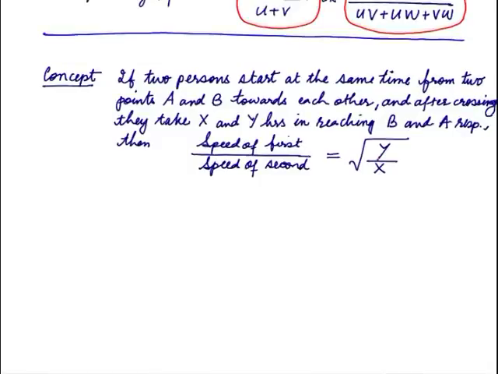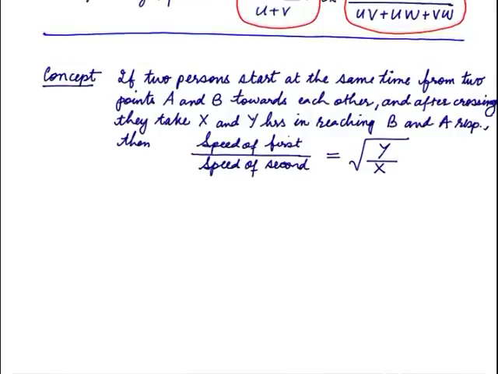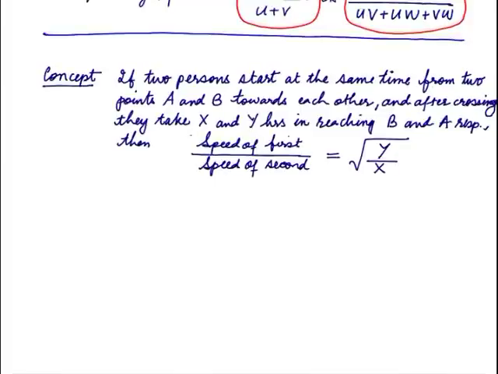Okay, here is the new concept. If two persons start at the same time from 2 points A and B towards each other, so a person starting from A towards B and a person starting from B towards A at the same time, and after crossing each other, they take x and y hours in reaching B and A respectively, then we have a formula that speed of the first upon speed of the second will be under root y by x. Here is the formula.